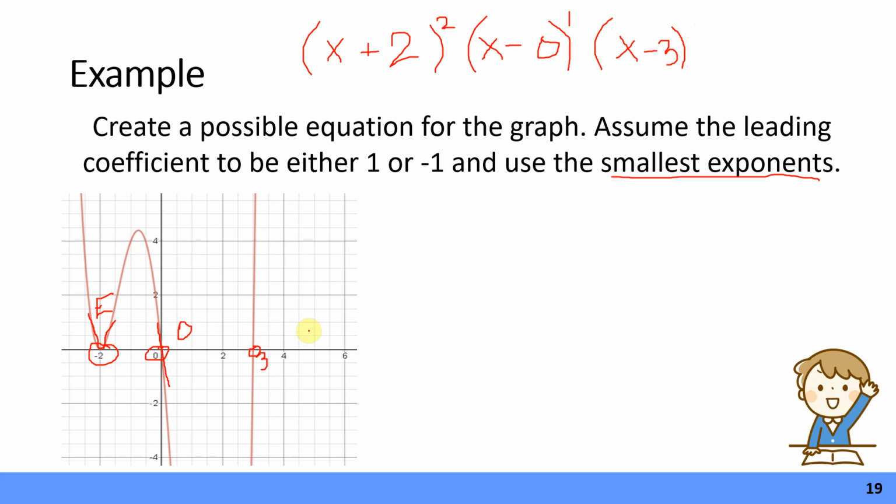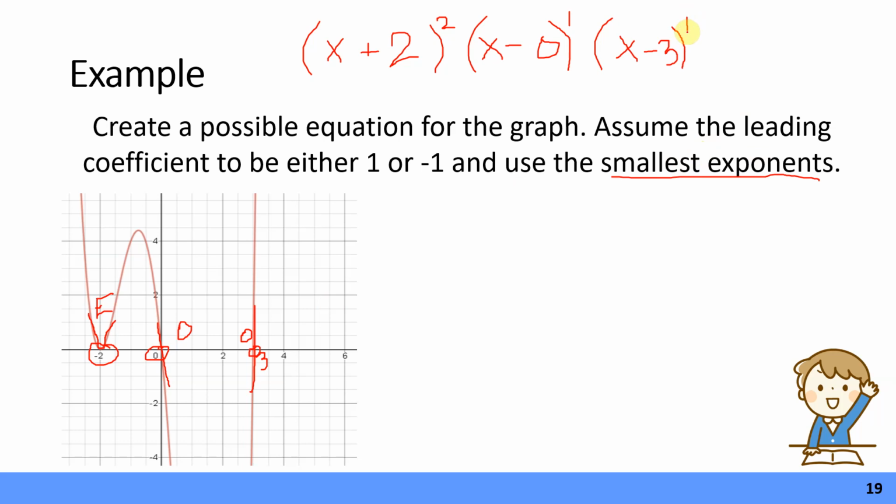Now the multiplicity is, since the graph crossed, it's going to be an odd multiplicity. So again, odd numbers, but we're looking for the smallest one, which is 1. Okay, so here I actually did step 1 and step 2 in the same process, right? I found all the x-intercepts to create factors, and I found all the multiplicities.